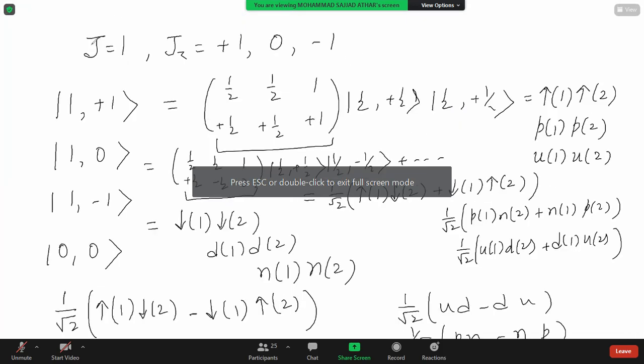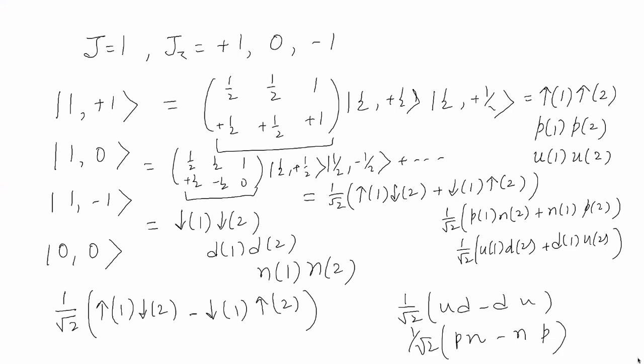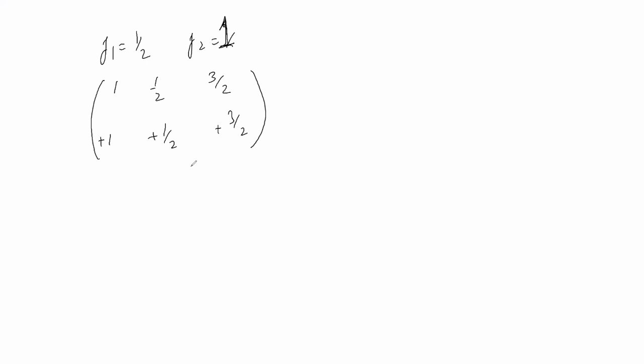See, the important point is, let me just go to next page, that if I have J1 equal to 1 and J2 equal to half, then I told you that for 3 by 2, for maximum projection everything is fine, this will be value 1. For minimum projection everything is fine, this will be minus 3 by 2, and this Clebsch-Gordon will be equal to 1.